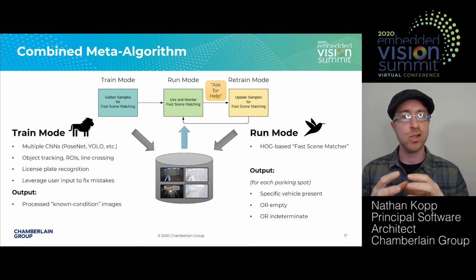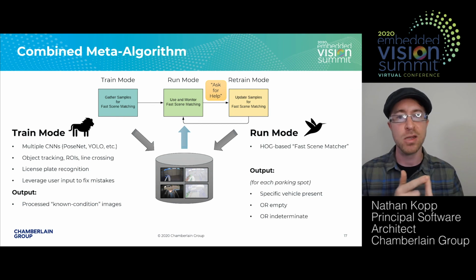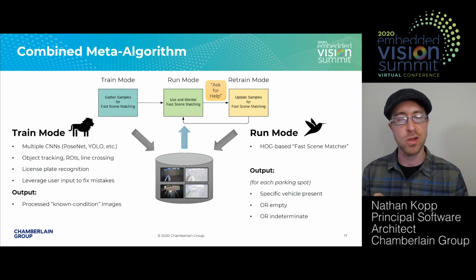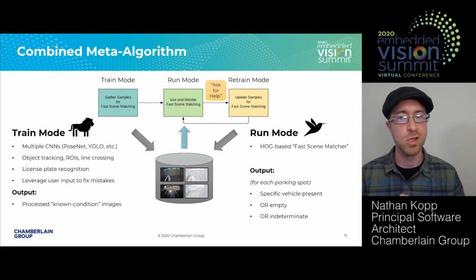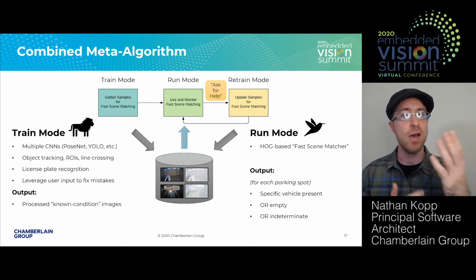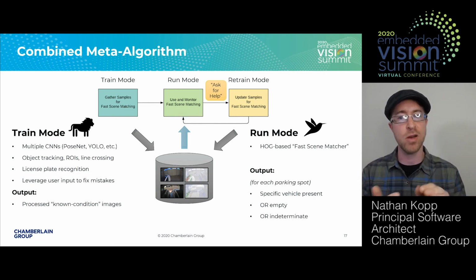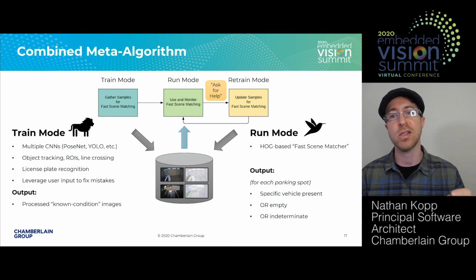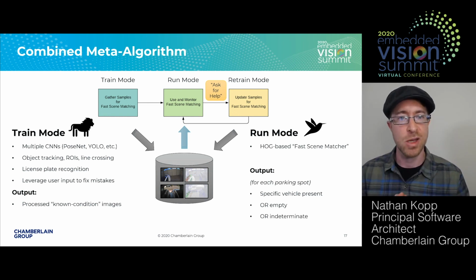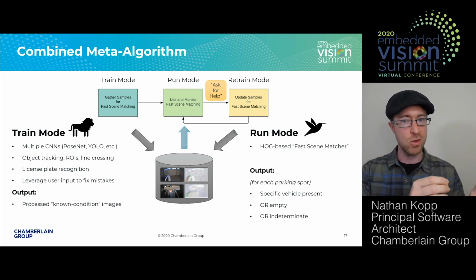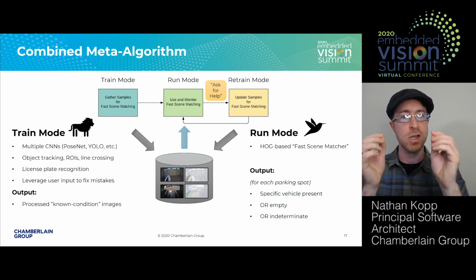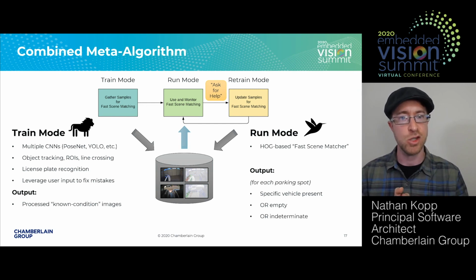So in this, we're actually running multiple CNNs. We have a PoseNet to find out the location of the garage door relative to the camera, to make sure the camera is positioned right, to make sure we know exactly where the regions of interest are for the parking spots. We use YOLO to detect the vehicles as they come and go. We have some object tracking as those boxes move around. We've got regions of interest. We've got line crossing. We will be adding license plate recognition eventually. All of this allows us to hopefully understand to some degree of accuracy when vehicles are located in the garage and outside the garage, which allows us to capture some of these known conditions.